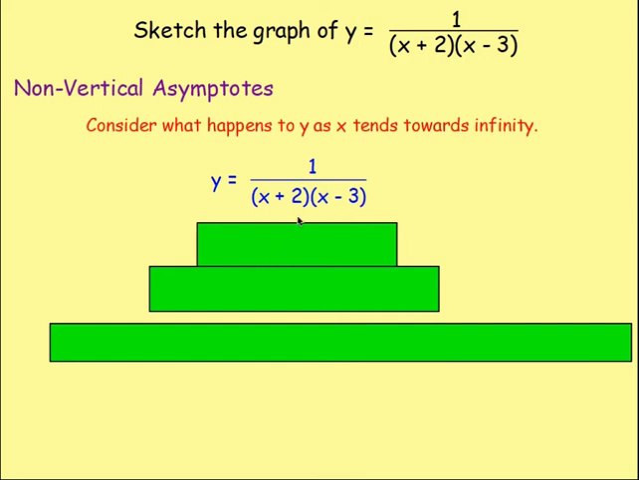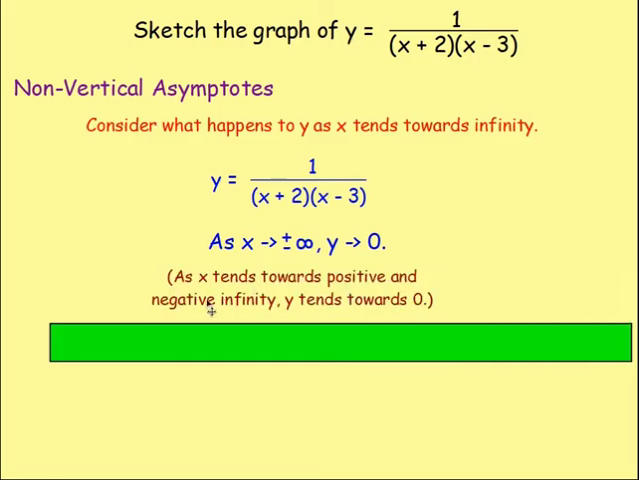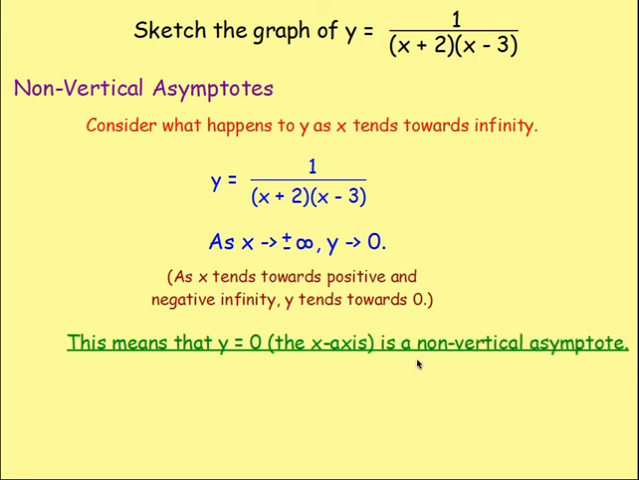And really, as x gets bigger and bigger, because you have a fraction and you would be dividing it by a bigger and bigger number, it means it's going to get very, very close to 0. So in other words, y is going to approach 0, or y will tend towards 0. So as x tends towards positive and negative infinity, y tends towards 0. This means then that y equals 0 is going to be a non-vertical asymptote. And y equals 0 is just your x-axis.